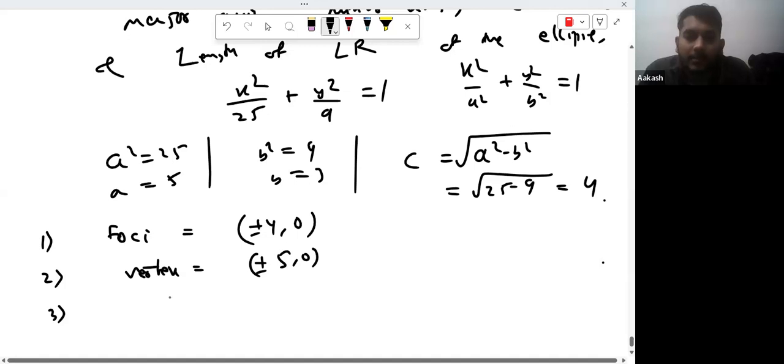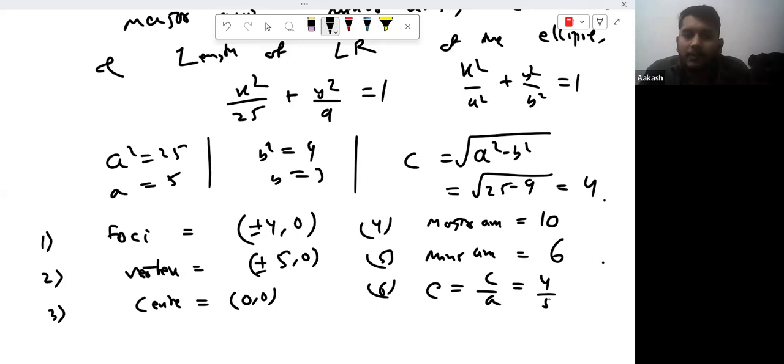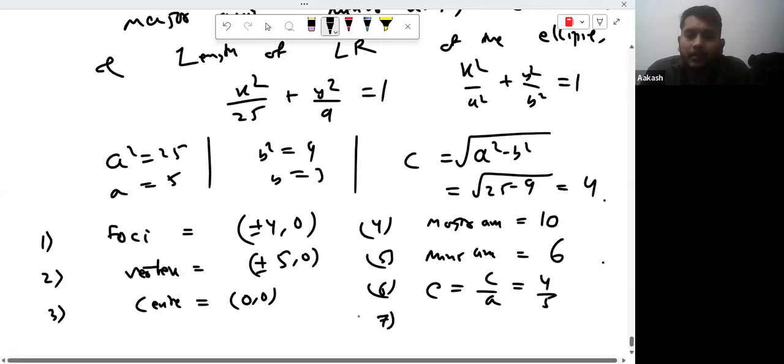What is left? Center. Center is origin, 0 comma 0. Major axis, which is 2a, so 10. Minor axis, which is 2b, which is 6. What else? Eccentricity, which is c by a, so 4 by 5. And latus rectum, LR, 2b square by a, so b square is 9, so 18 by 5.